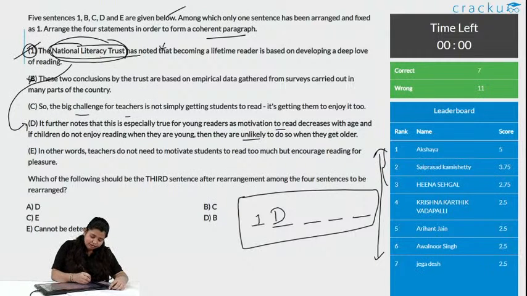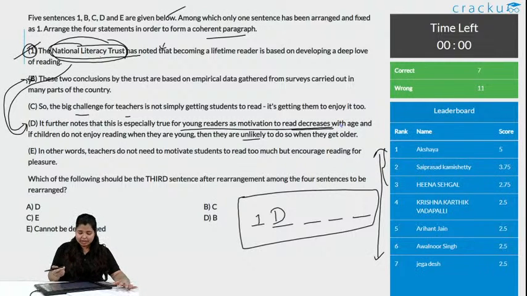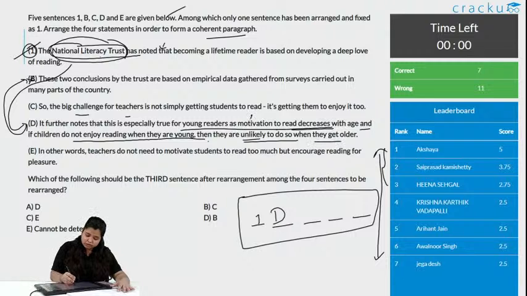So, can we say after D, B comes, as there are conclusions that for young readers, motivation to read is decreasing with age, and the other is if children do not enjoy reading when they are young, then they are unlikely to do so when they get old. Here are the two conclusions we got. So, can we say these two conclusions? Yes.